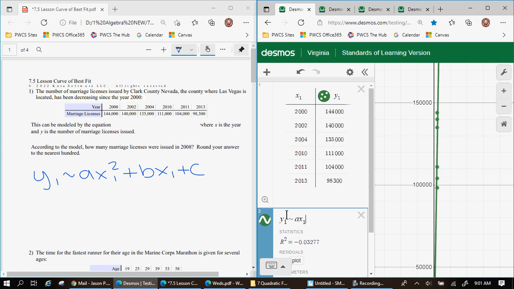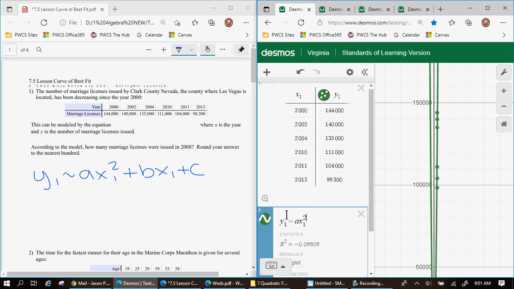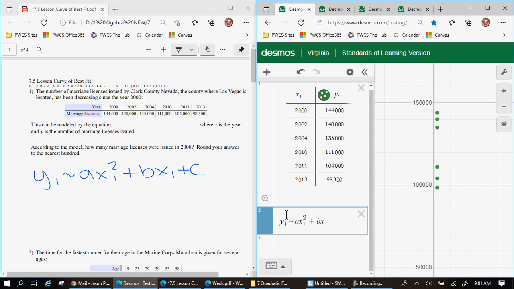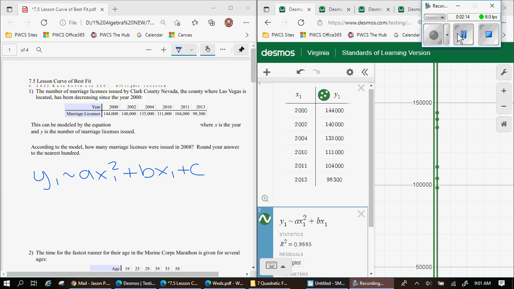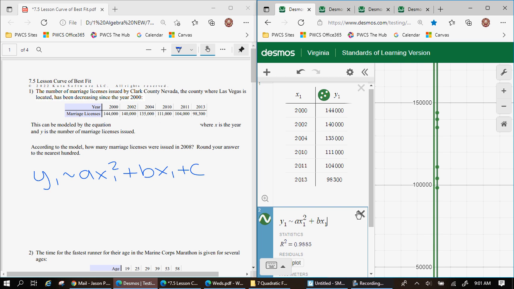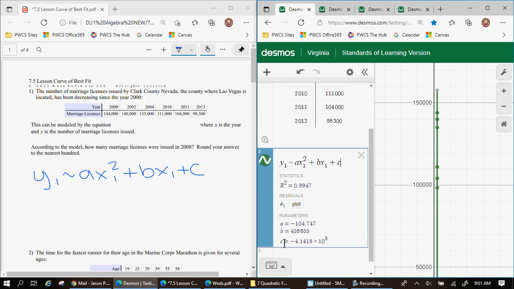So we need to do x1, and then we can put a squared on it. You want to make sure that you put the ones for all of the letters, the y's and the x's, not for the a, b, and c. And then it's going to give you an a, a b, and a c, and that's going to help you write your quadratic equation.